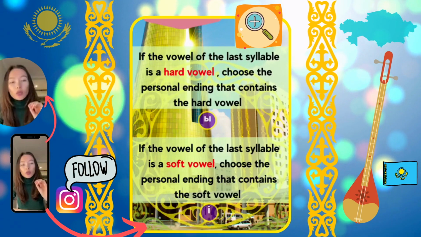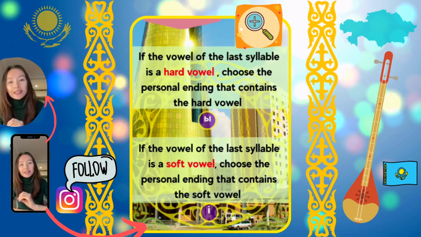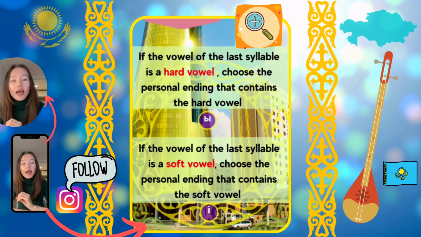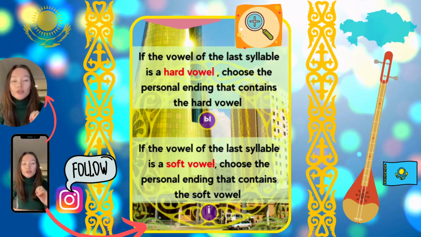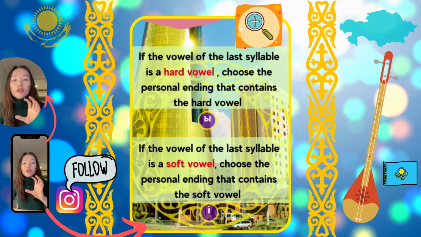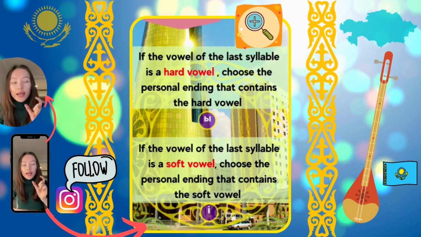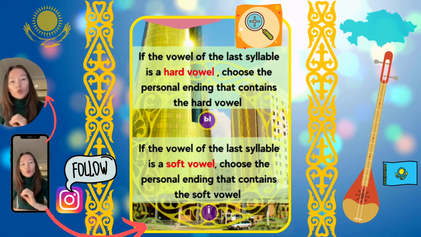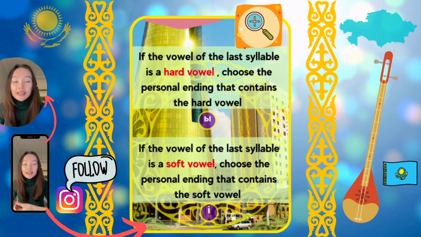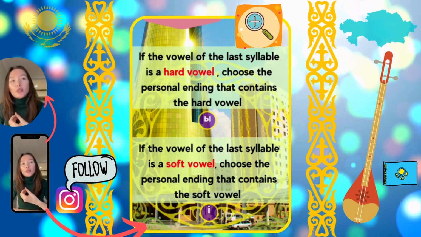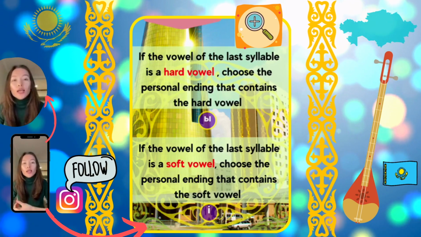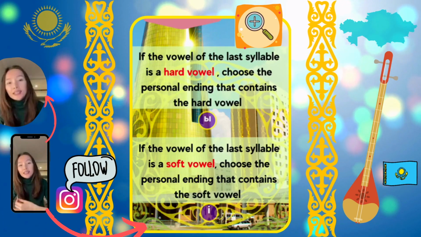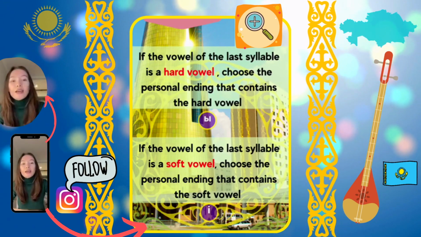The difference between the two endings sың and сің is that one of them is hard and one of them is soft. If the word ends with a soft vowel, you need to choose the soft ending сің. If the word ends with a hard vowel, you need to choose the hard ending sың. Сің and sың.